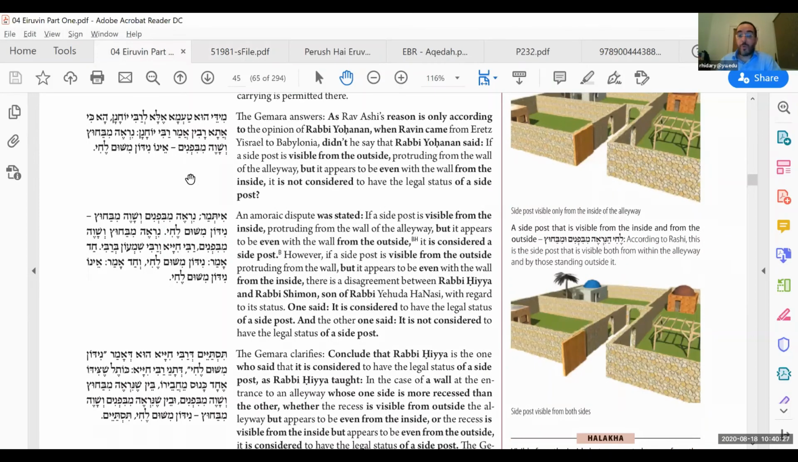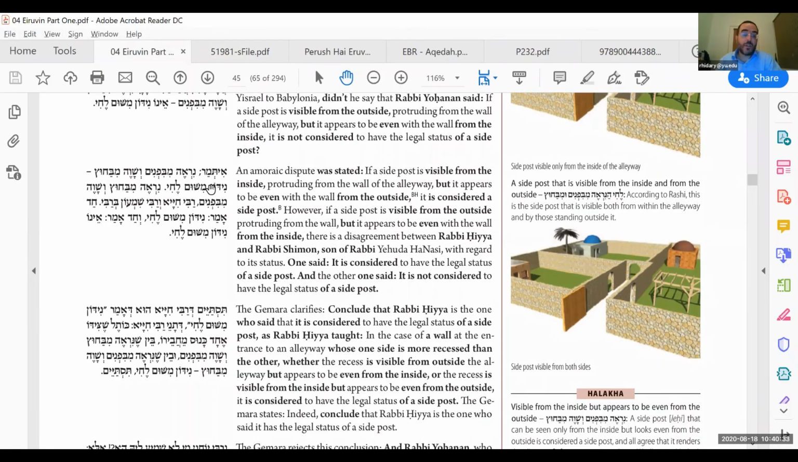But now that we brought up this topic of a lechi that's visible from only the inside or the outside, we're going to analyze this further. And it's subject to a machloket. Itemar: if it can be seen from the inside, everyone agrees that that is a good lechi.